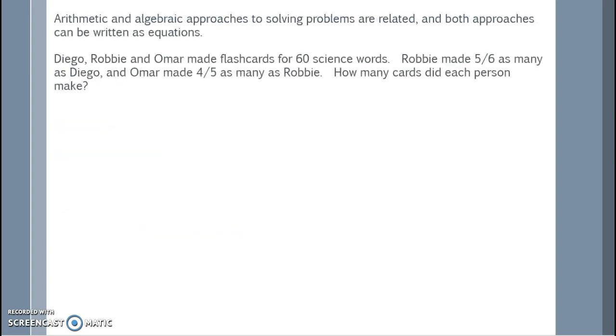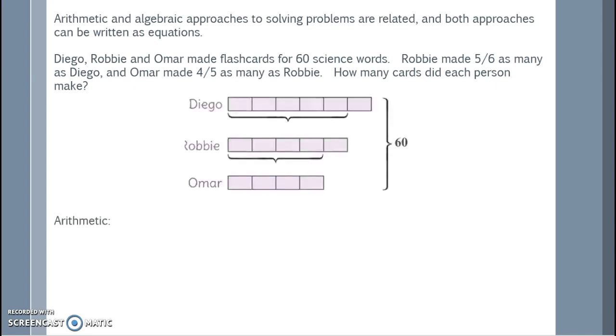Arithmetic and algebraic approaches to solving problems are related, and both approaches can be written as equations. So Diego, Robbie, and Omar made flashcards for 60 science words. Robbie made 5/6 as many as Diego, and Omar made 4/5 as many as Robbie. How many cards did each person make?